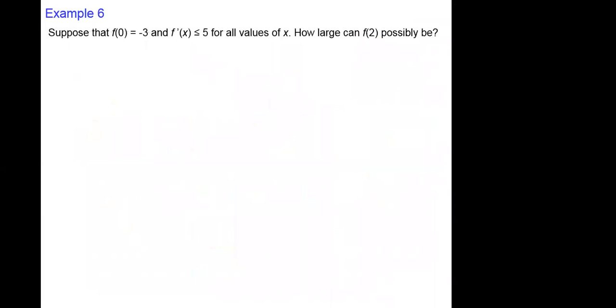Suppose that f of 0 equals to negative 3, and f prime of x is less than or equal to 5 for all of the values of x. Okay, how large can f of 2 possibly be? Of course, asking this question just this way could be probably challenge. If you will see a question like that, I might give you a hint that please use the mean value theorem, okay? Because what we see, we have the value at 0, okay?